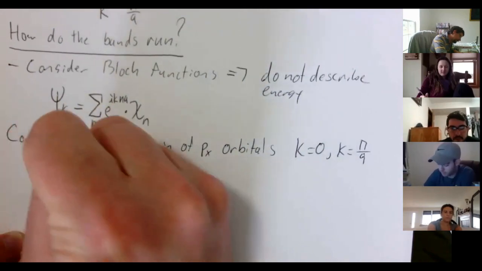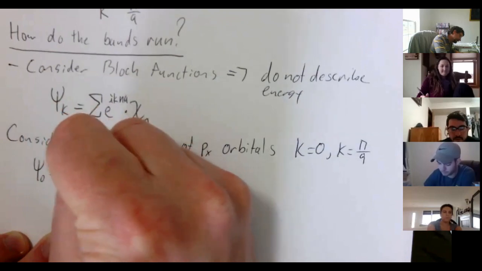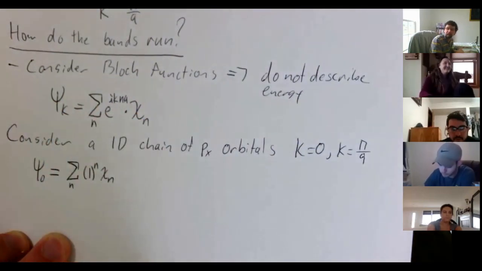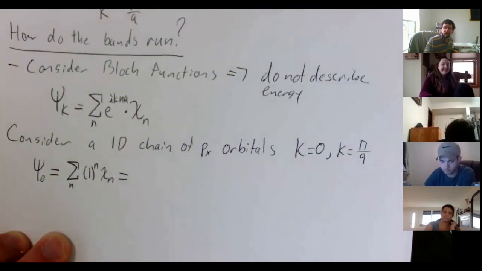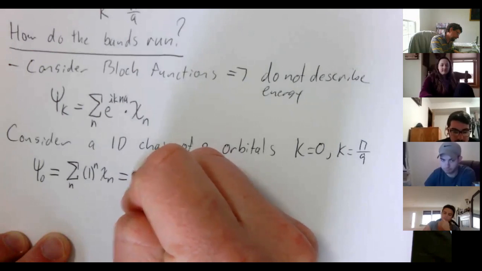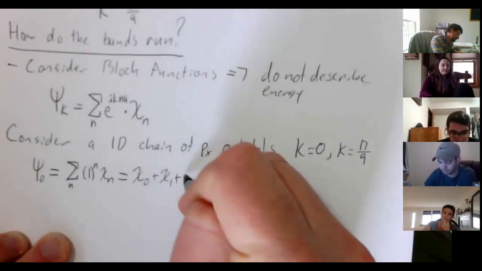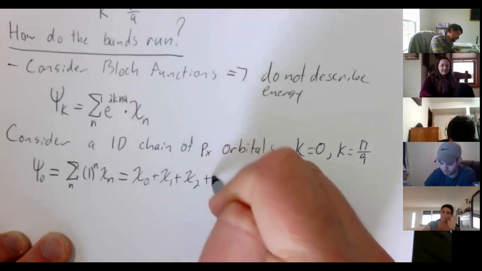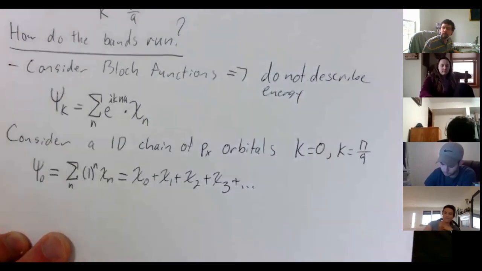So we're left over with 1 to the n times chi sub n, right? So if we were to write that out, let's write out the first couple of terms. Give me the first couple of terms. Chi0, chi1, plus chi2, plus chi3. Okay, great, and it continues on, right?